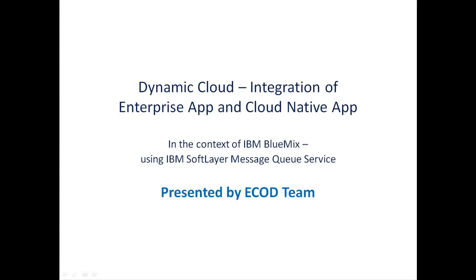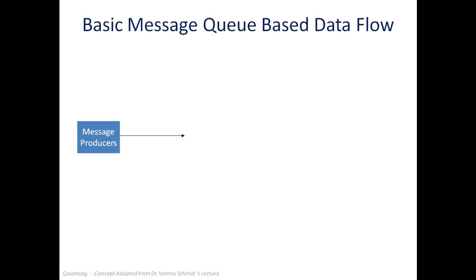About dynamic cloud. Dynamic cloud is an integration point between the enterprise application and cloud native application. The cloud native application in our case is going to be on IBM Bluemix. For the integration, we are going to leverage the IBM SoftLayer message queuing service. So let's see how exactly all these work together.